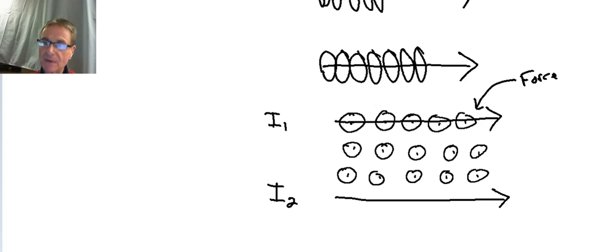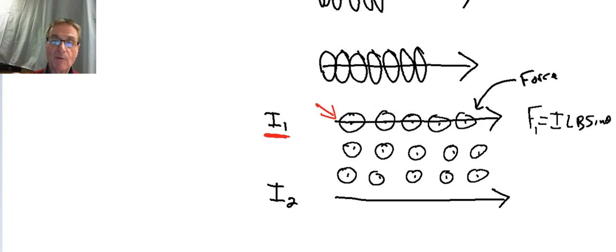So we know that the magnetic force on wire 1 is given by ILB sine of theta. Since the magnetic field is coming out of the page and the current is going to the right, they're at right angles, so theta is going to be 90 degrees, and the force just becomes I times L times B. Well, what is I? I is simply going to be the current I1, because that's the wire we're interested in. The magnetic force is equal to ILB, I being the current of that wire.